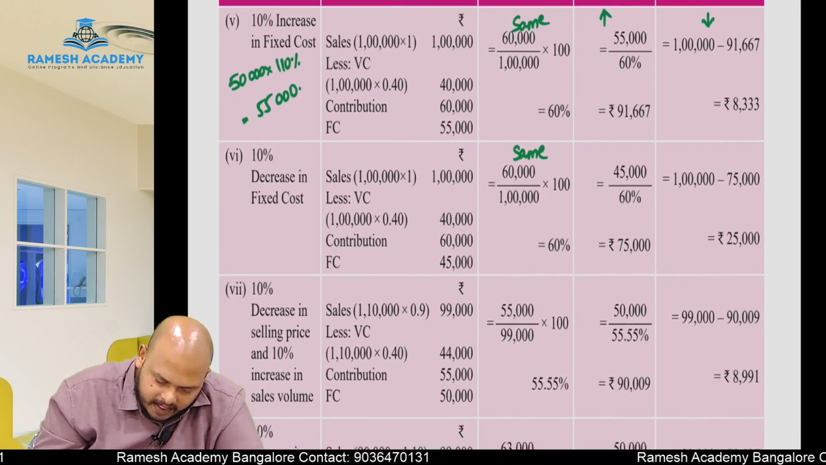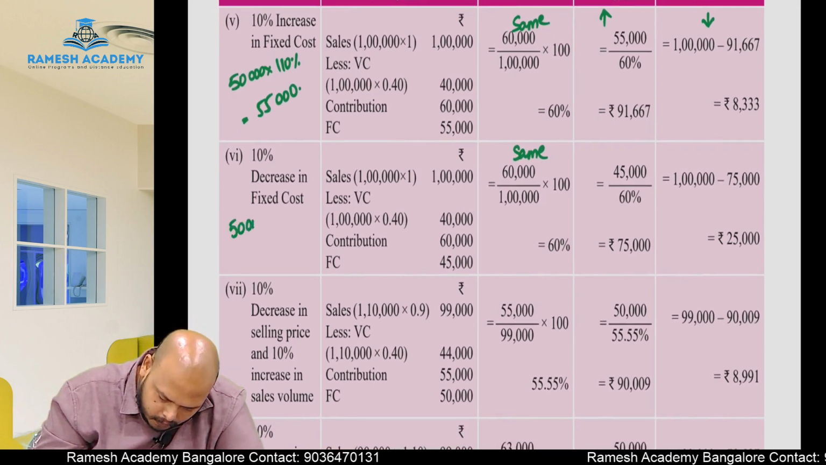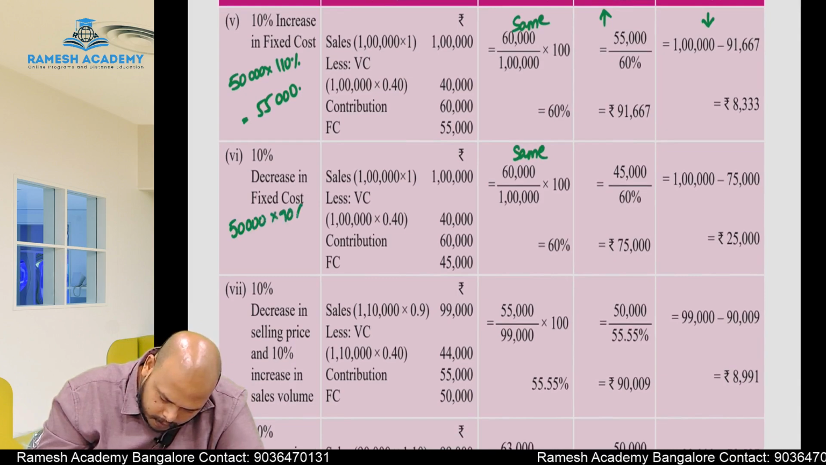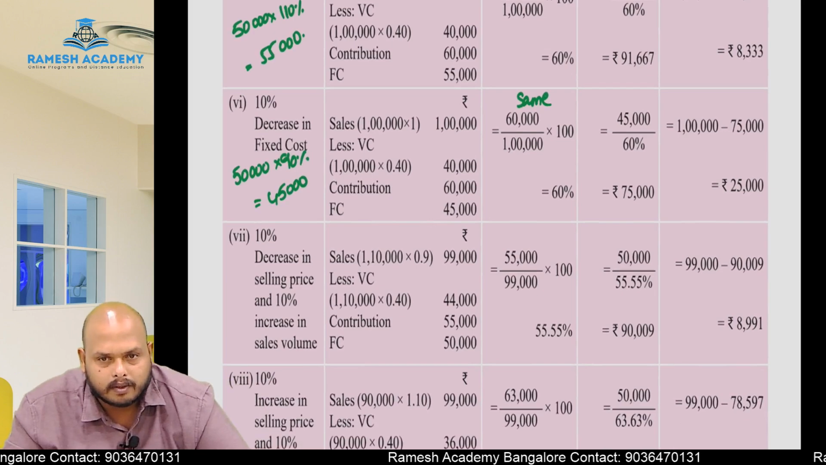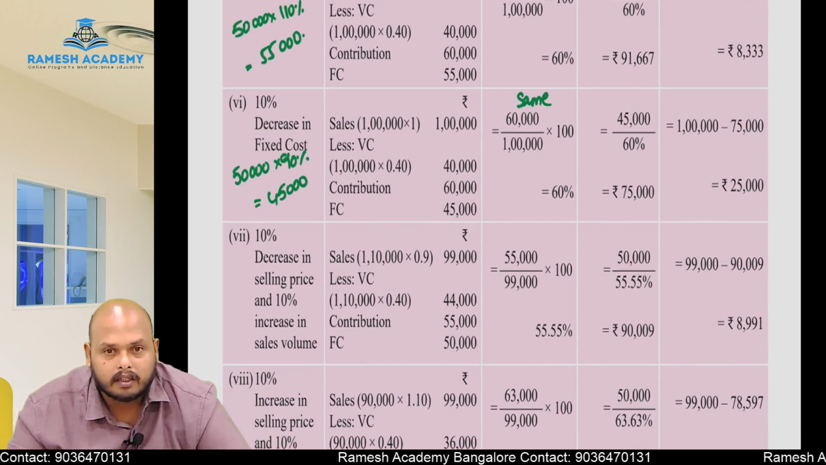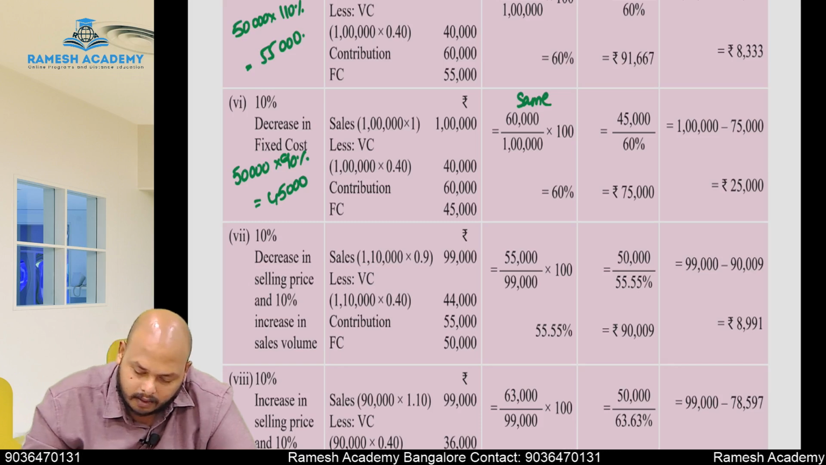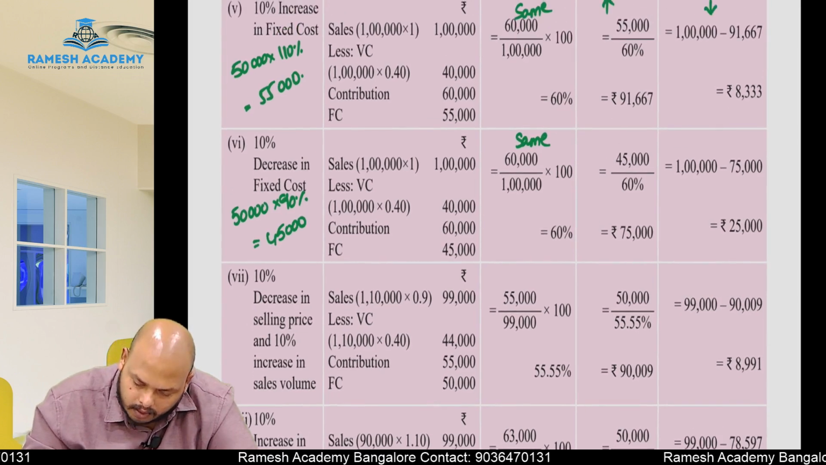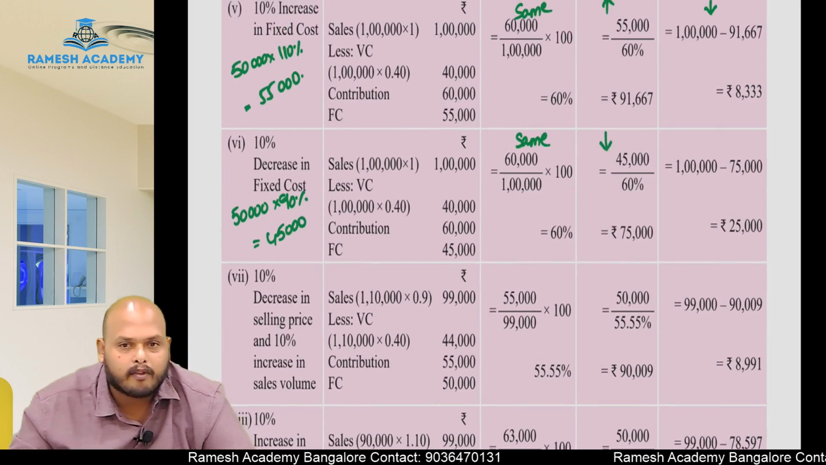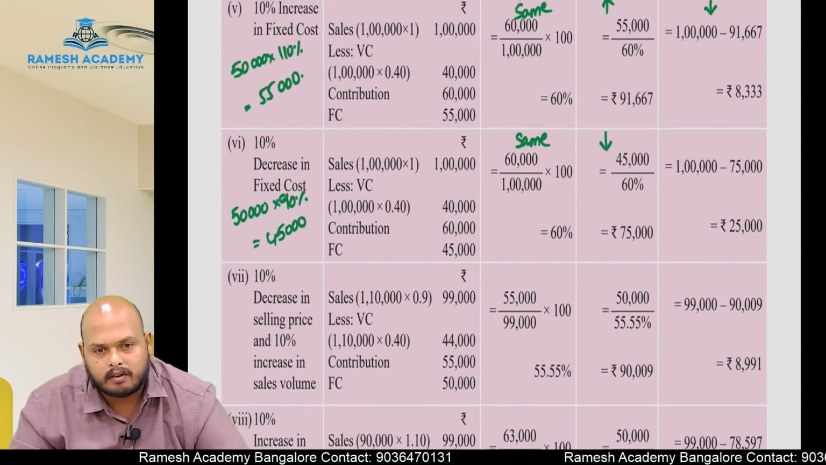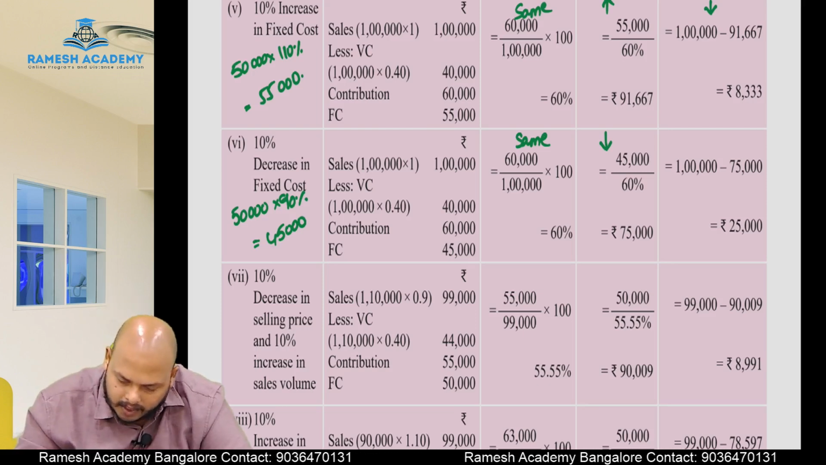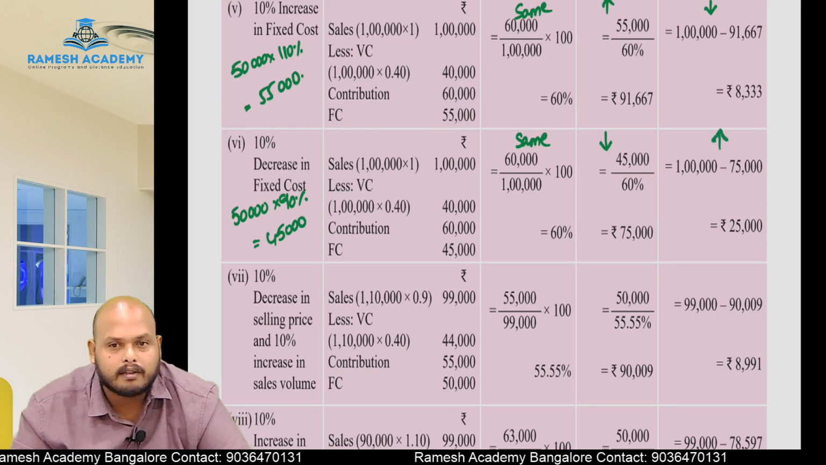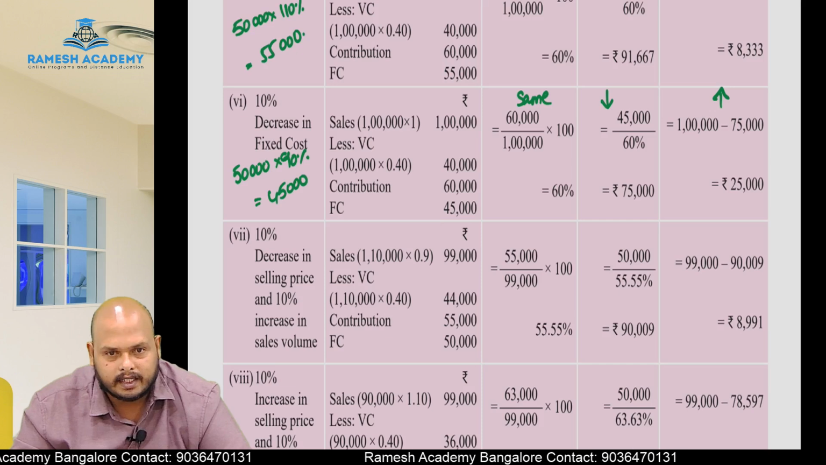Next, decrease in fixed cost, 50,000 into 90%. That is nothing but 45,000. 45,000 by 60%. So when there is a decrease in the fixed cost, break even point decreases. Why? Because burden is decreasing. When the break even point burden is decreasing, margin of safety will increase. Our margin of safety will increase, Nana.